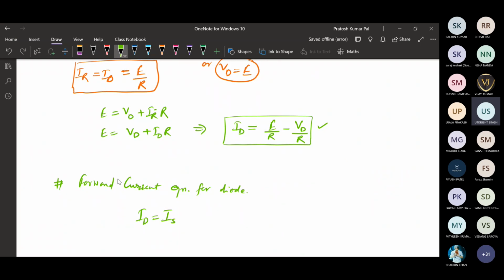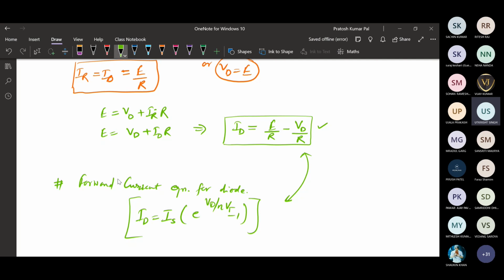ID equals IS e to the power VD divided by NVT minus 1. This is the diode forward current equation. So the forward current equation, or the current characteristics, is going to cut this load line. That means these two curves will be cutting each other at a point.